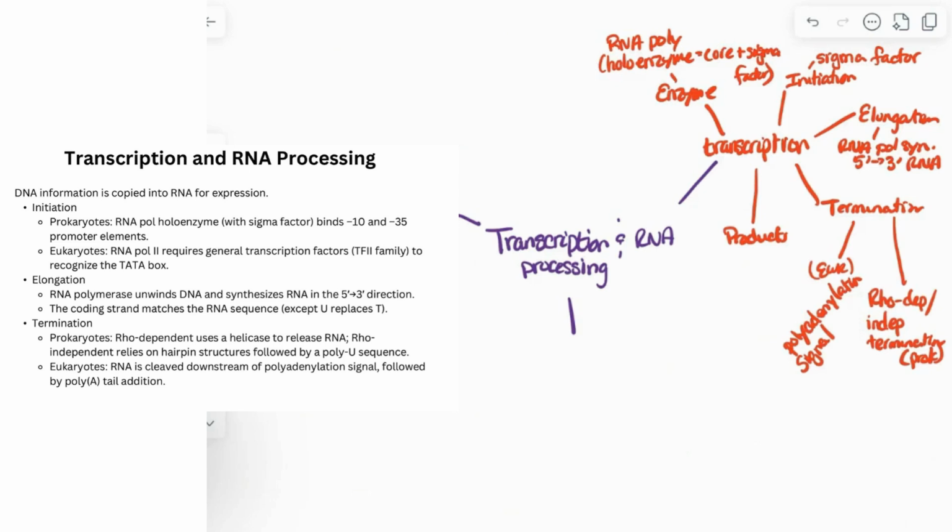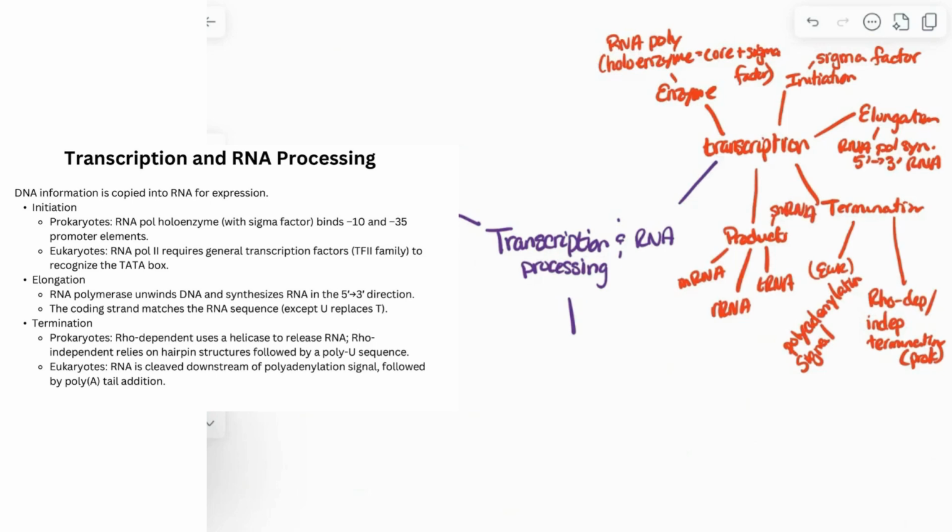The products are messenger RNA, rRNA, tRNA, and snRNA.